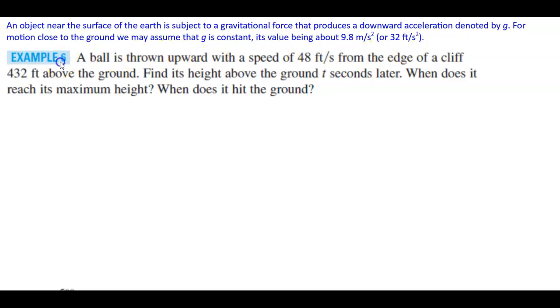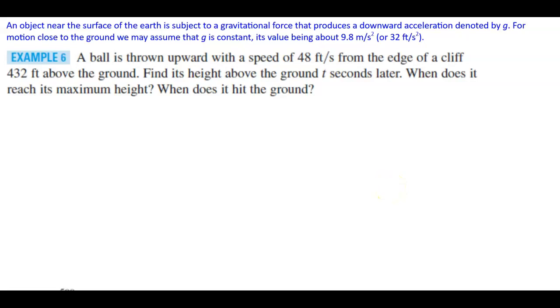In example 6, a ball is thrown upward with a speed of 48 feet per second from the edge of a cliff 432 feet above the ground. Find its height above the ground t seconds later. When does it reach its maximum height, and when does it hit the ground?